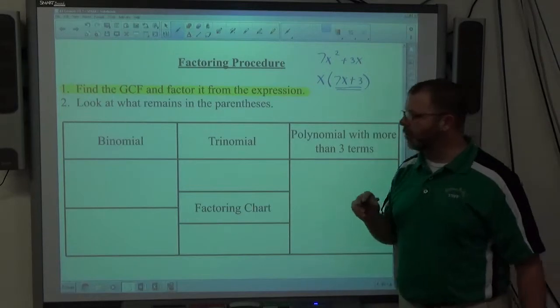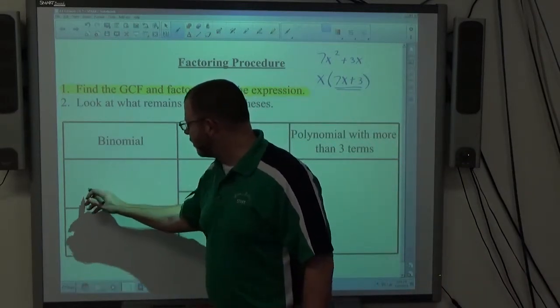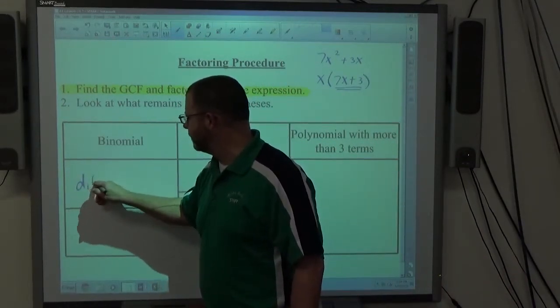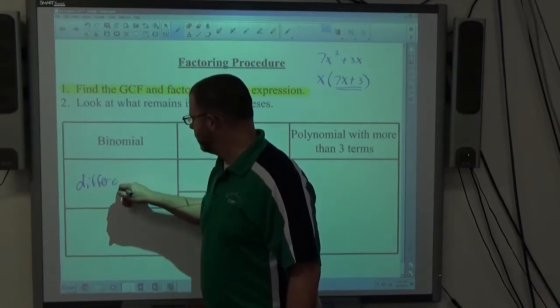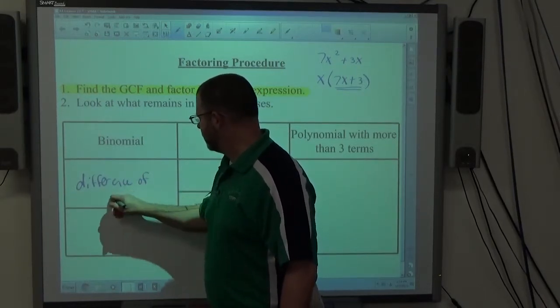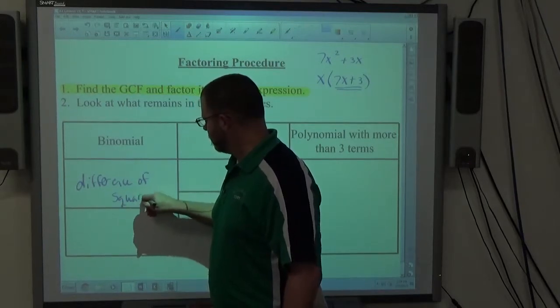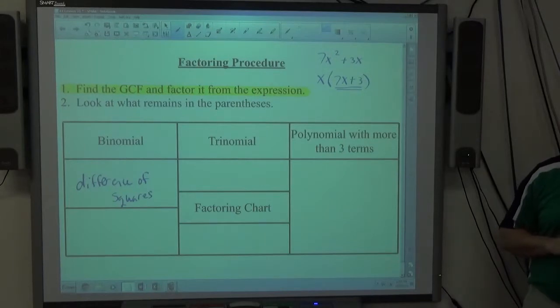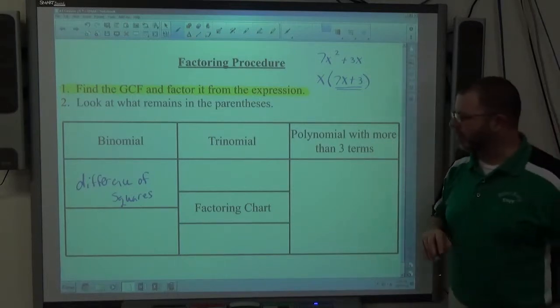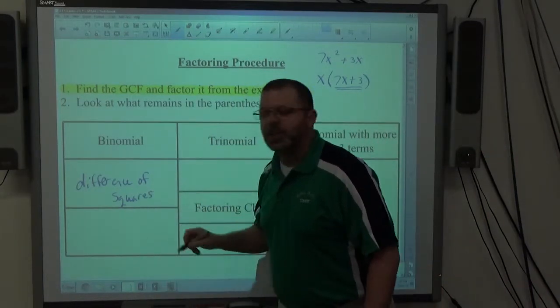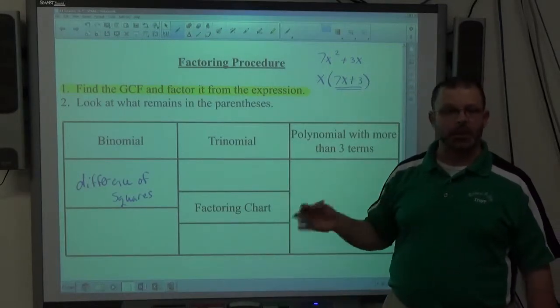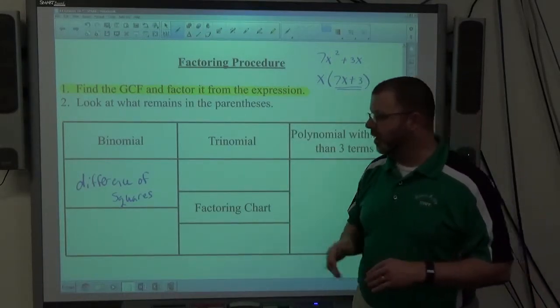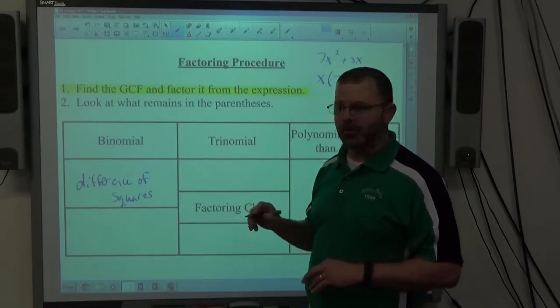With binomials, there's only two things to consider. First thing is difference of squares. That's something we're going to investigate here shortly. Probably in the next 4 or 5 lessons, or maybe even sooner than that. Haven't looked far enough ahead in the book yet to know, but it happens very shortly after this lesson. When it comes time to factor difference of squares, I'll explain what they are, how to identify them, and how to factor them. Those are pretty easy. It's just a special form.